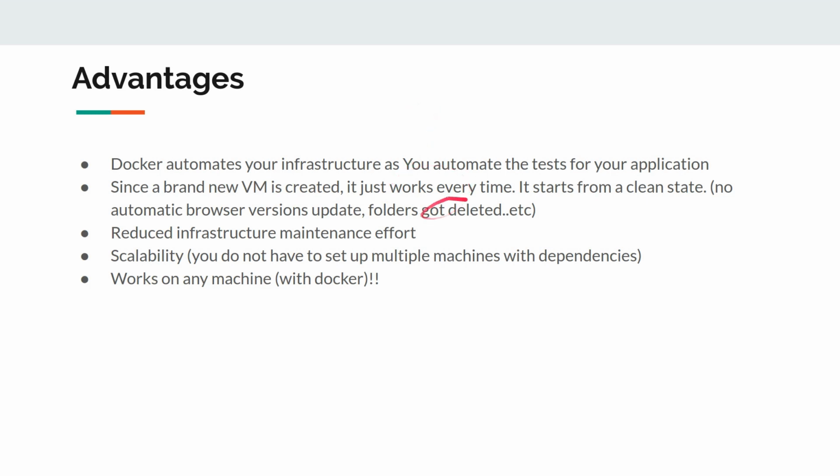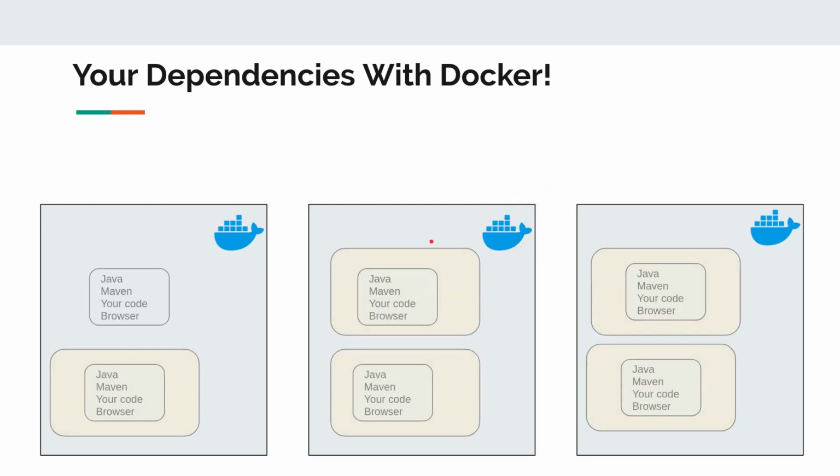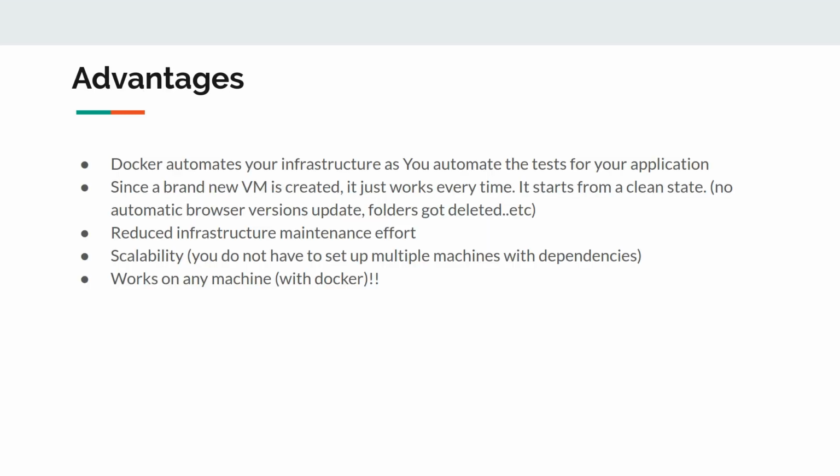Since we have automated the infrastructure, you will not be spending too much time on infrastructure maintenance. And the scalability, you saw in the previous slide, what you need is a machine with Docker. As long as you have a machine with Docker, that's it. You can bring all your test scripts and run it in the VM, and you can just destroy it. Okay, so it's very easy to scale, and it works on any machine, guys. As long as you have Docker in that machine, it will just work fine.